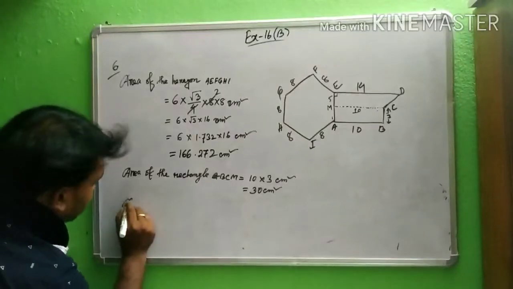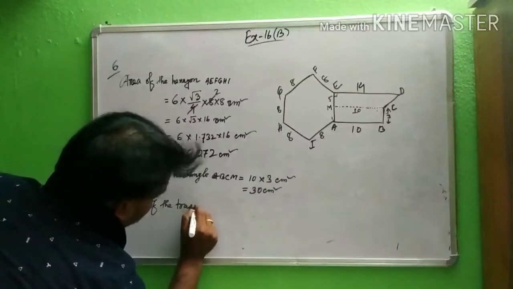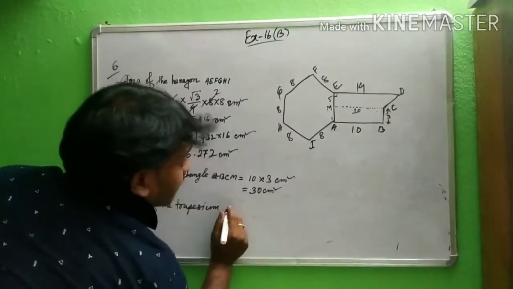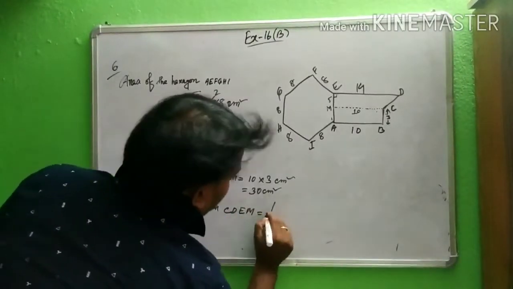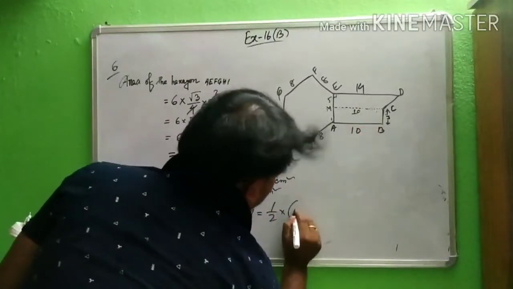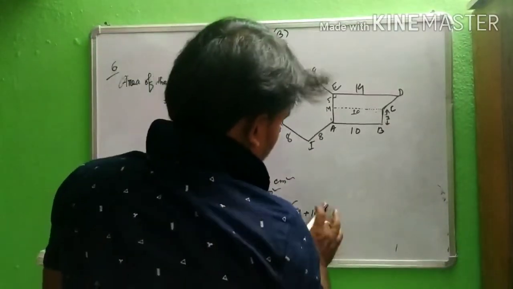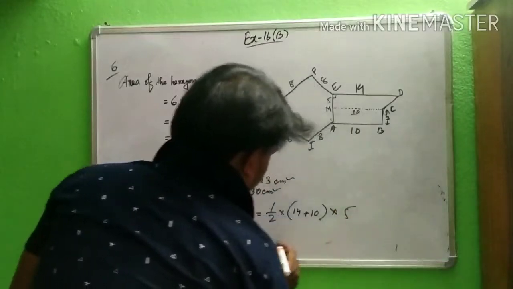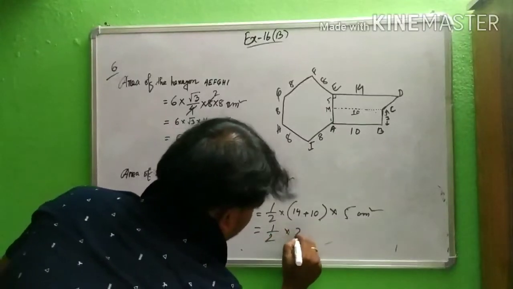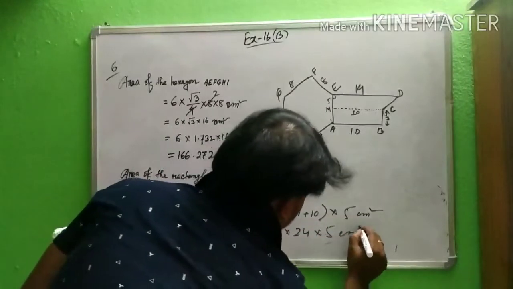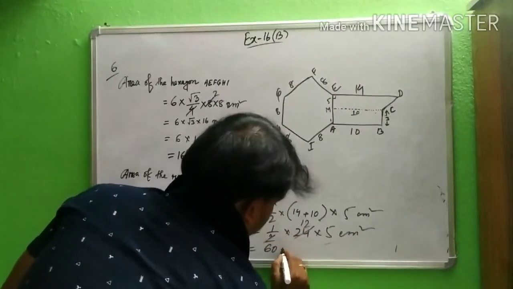And the area of the trapezium CDEM equals half into sum of parallel sides, that means 14 and 10, into height, that means 5. So it becomes 1 by 2 into 24 into 5 centimeter square. So 12 fives, 60 centimeter square.